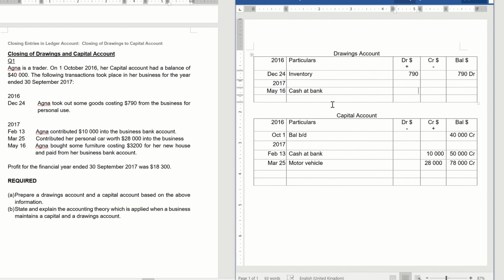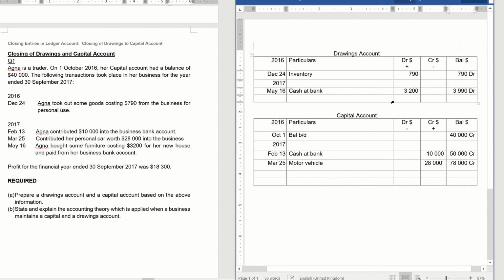Drawings will be debited 3,002. So what would be the total drawings for the year? We will have to add up the amount. 3,200 plus 790 will give you 3,990 DR. This is what we learned last year.